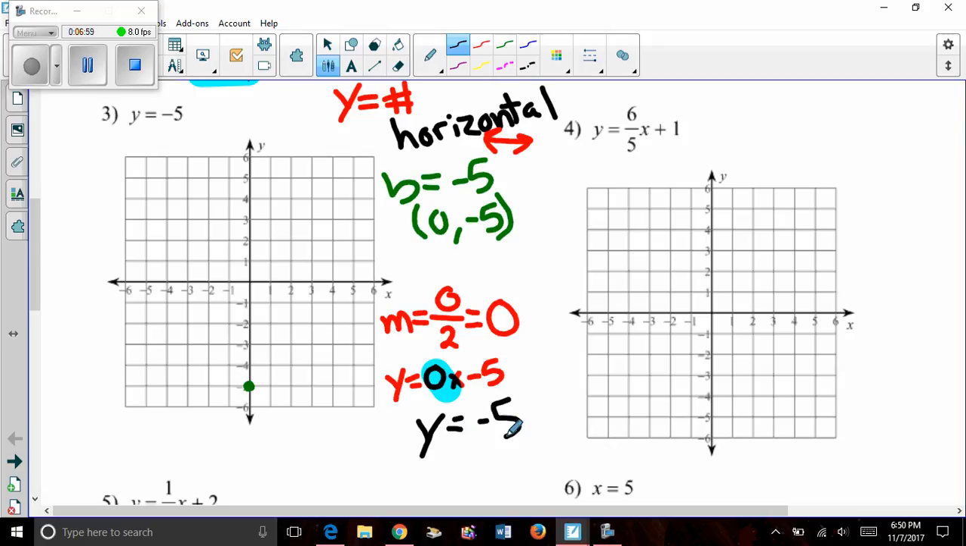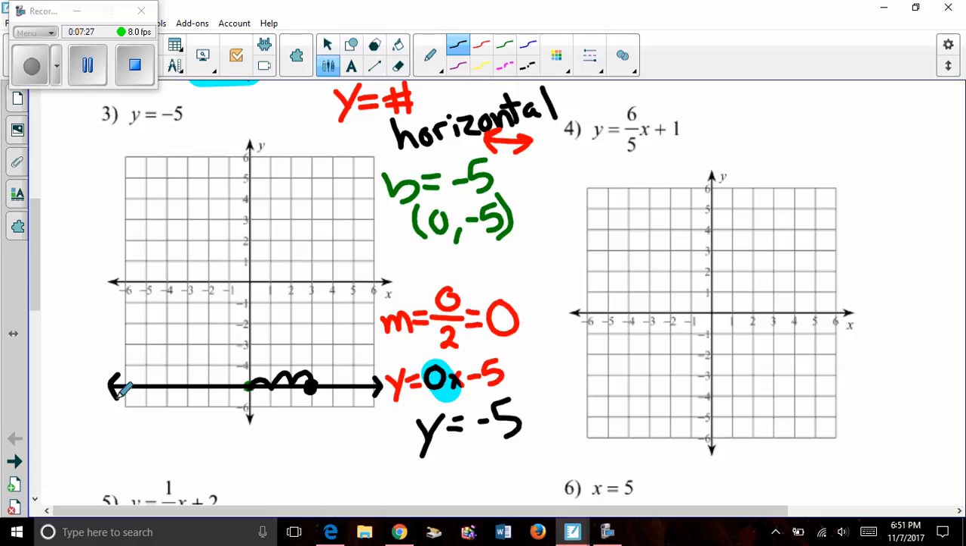Now, since our slope is 0, we don't count up or down in any direction, but we could count left to right any number we want, place a point, and make sure we connect our dots. If you recognize that this is a horizontal line without all of this, that is okay. This is just here to help if anyone is getting stuck on those kinds of lines.